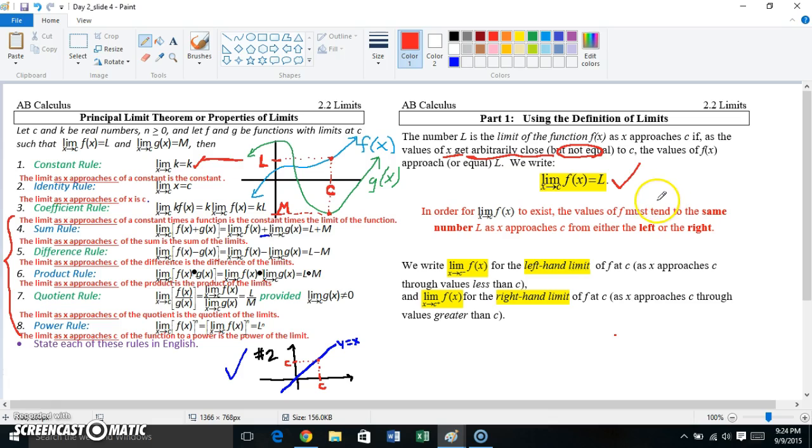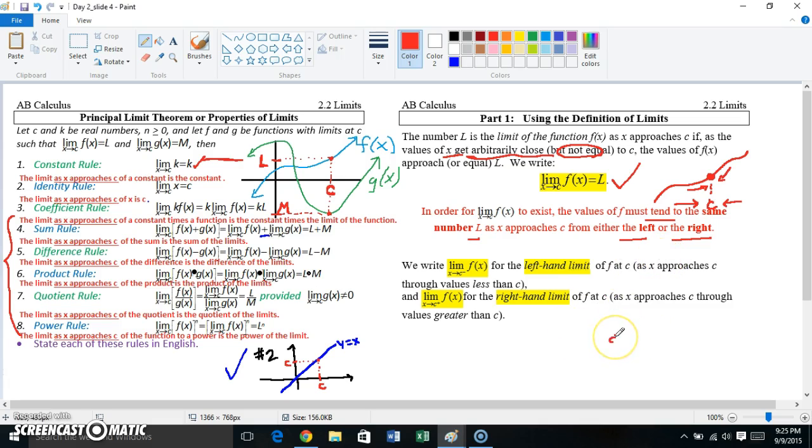Okay, so for example, if I have a function, and here's where c is, I care about x getting close to c, from either direction, and what the y value is getting close to. Okay? All right, in order for this limit to exist, the values of f must be the same or tend to the same number L as x approaches c from both the left and the right-hand side.